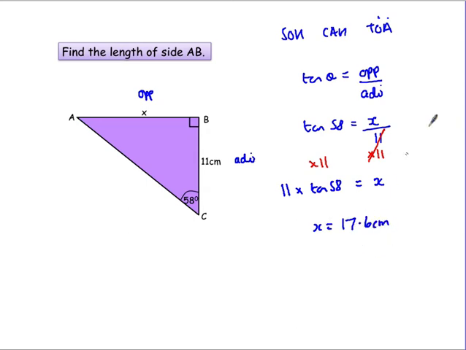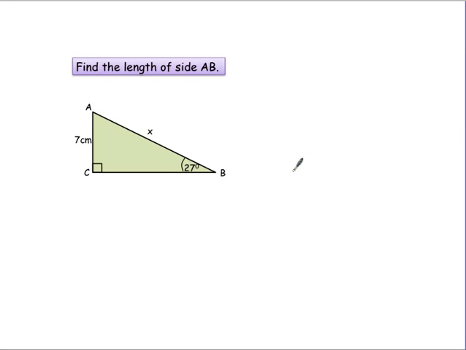Here's another example. Find the length of side AB. So label the triangle first of all. This one is opposite the right angle, so this one is the hypotenuse. And this one over here is opposite the angle that we've been given, so this one is the opposite. Referring back to SOHCAHTOA, opposite and hypotenuse is the sine, so sine theta equals the opposite over the hypotenuse.